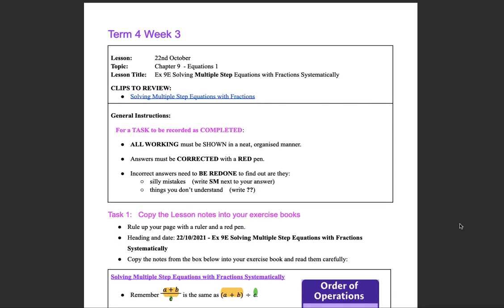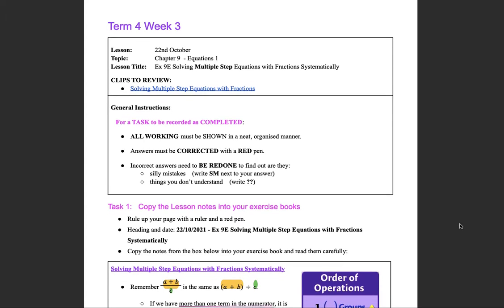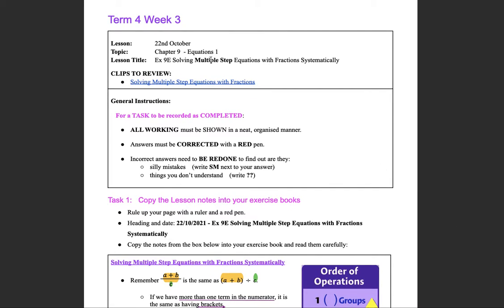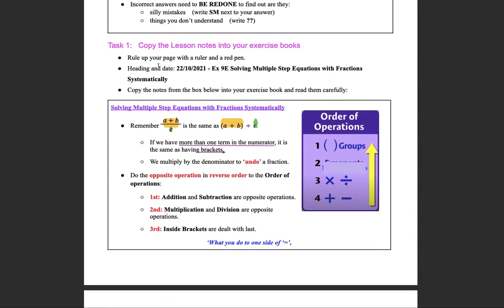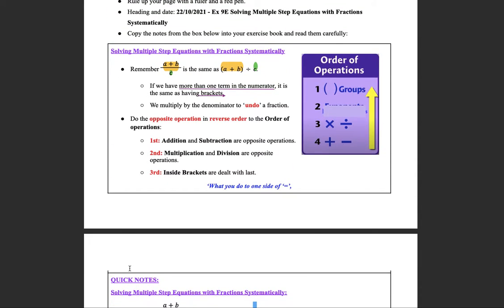Our second part for exercise 9E. So we are going on with multi-step equations, and they are with fractions. So again, we always have that clip to review. You can also have a look on Hot Maths as well, going through the notes and quick notes.